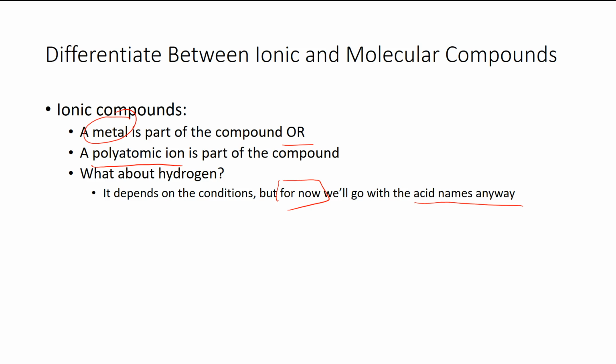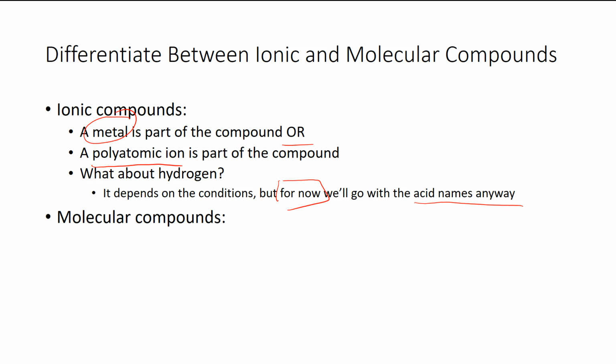But keep in mind, maybe back of your brain somewhere, you're going to remember that just because hydrogen is there doesn't mean it's going to be an acid. It's just that for now and for this upcoming test, when you see hydrogen as the cation, we're just going to go with that acid name. But please remember that hydrogen being present does not make an acid necessarily.